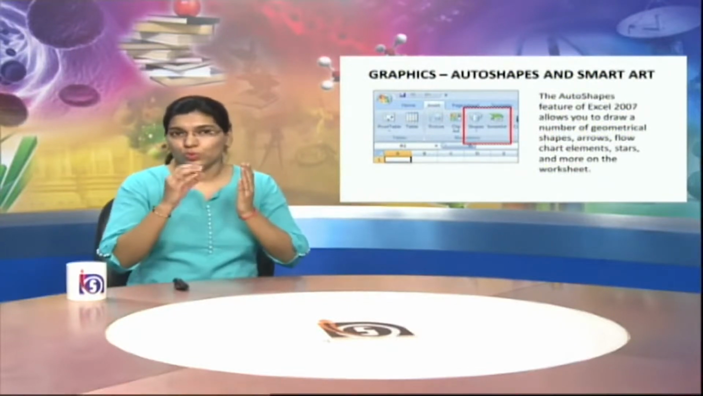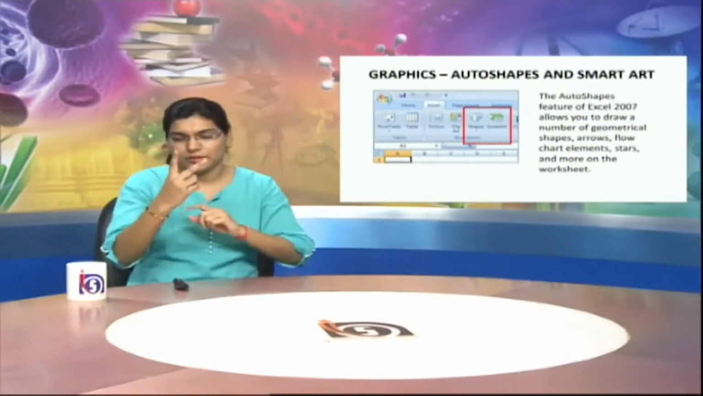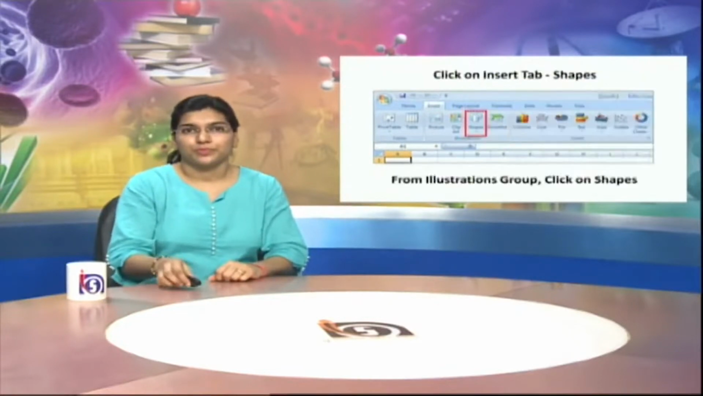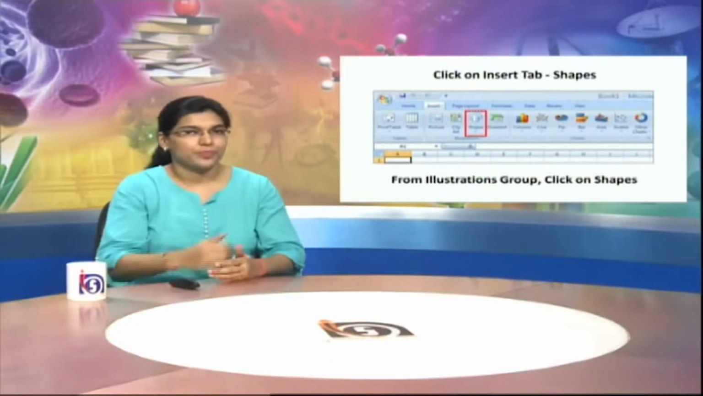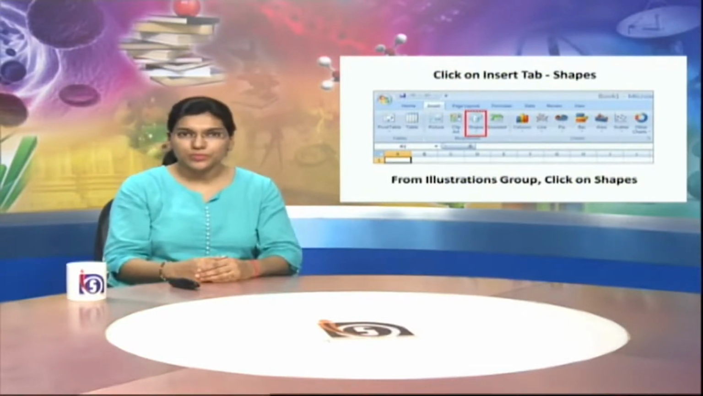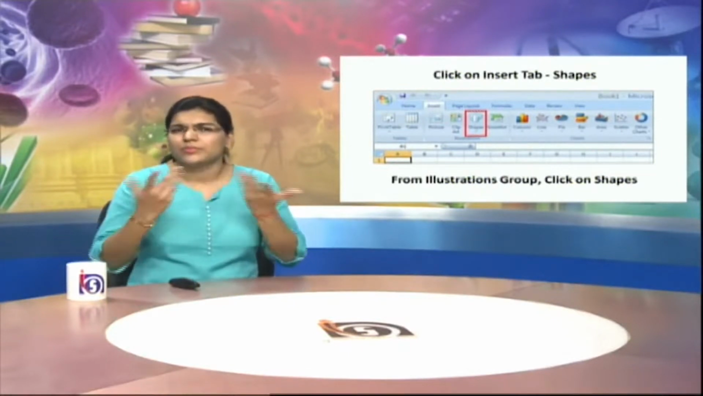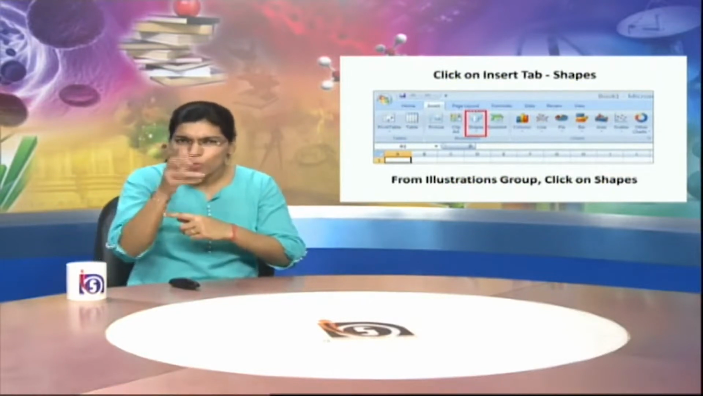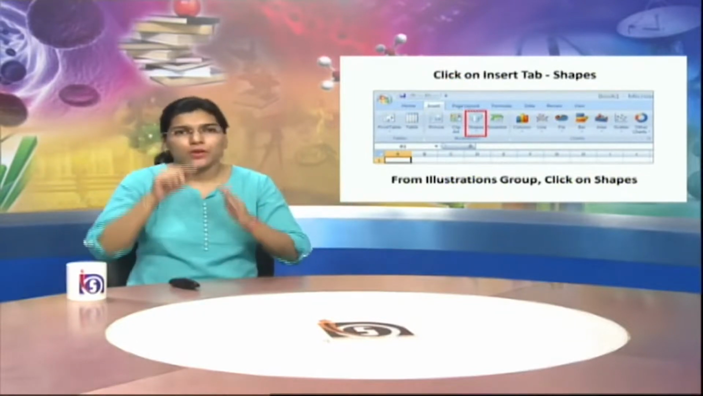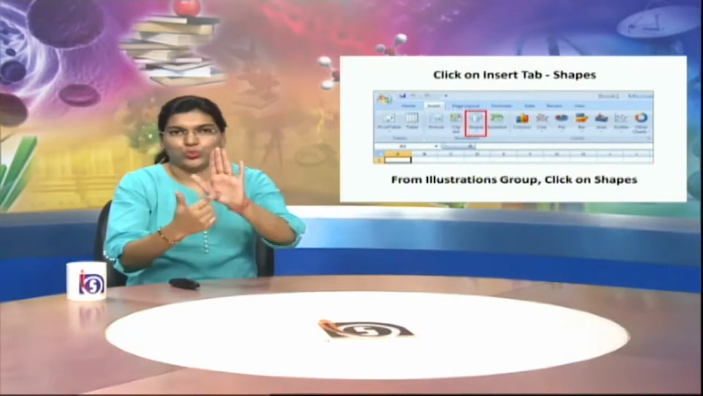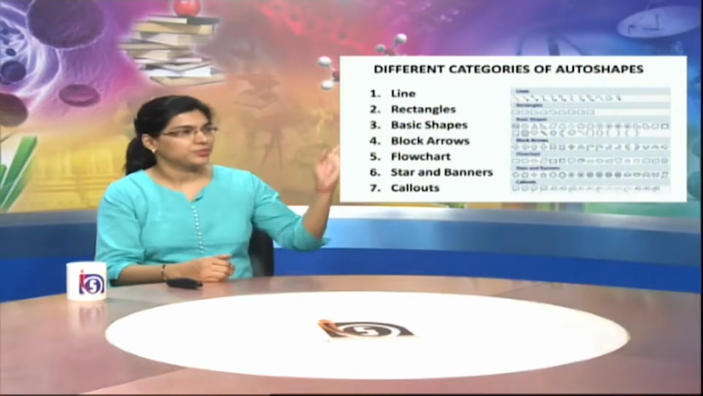First, let's understand auto shapes. What is the meaning of auto shape? You can see on the screen the red border. In that you can see the word shapes. There are different shapes, circle, cylinder or square. When you click on that, you can see another pop-down option. You can see on the screen.